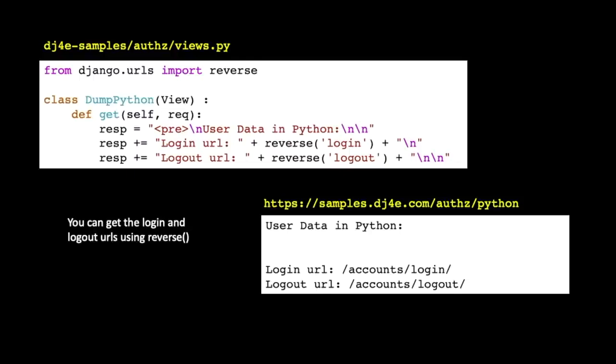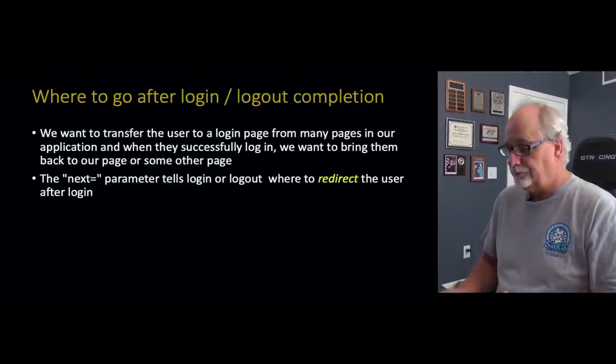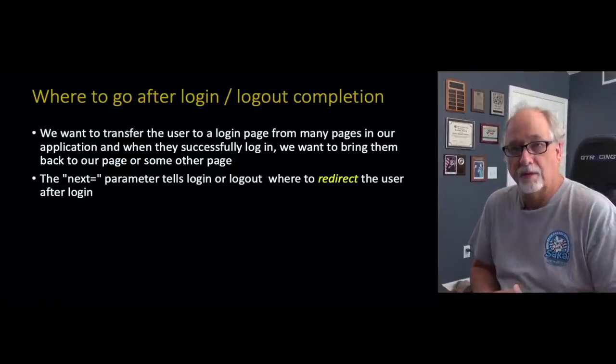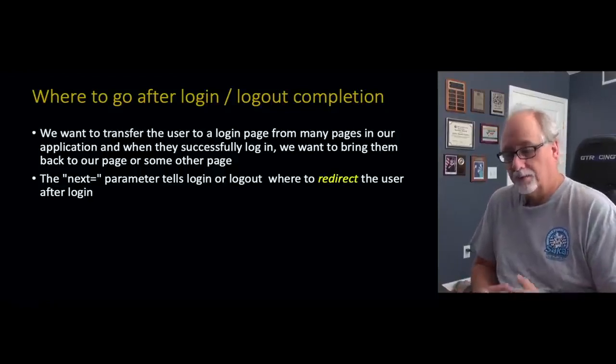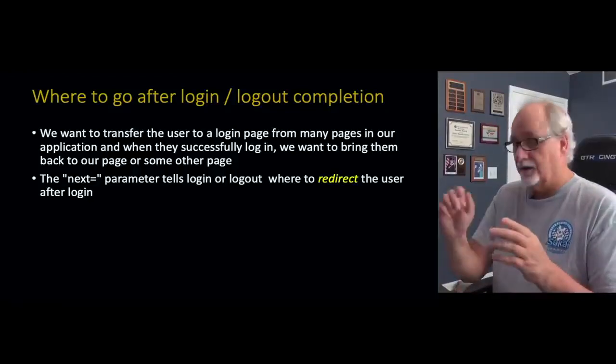It's pretty simple. You could even probably hard code these, but maybe the route isn't exactly accounts slash, right? Maybe you called them something else. And so that's why we use reverse to look these things up. It's just a convenient way of doing it. Now, one of the things about logging in is sometimes you have an application and there's like a login button.